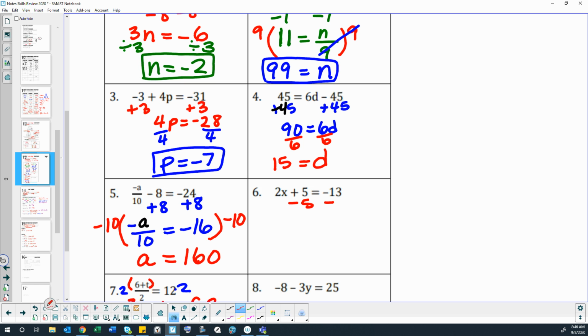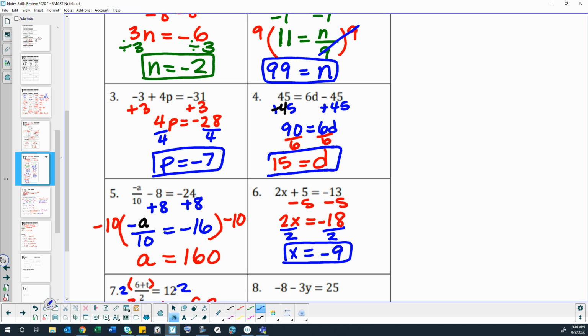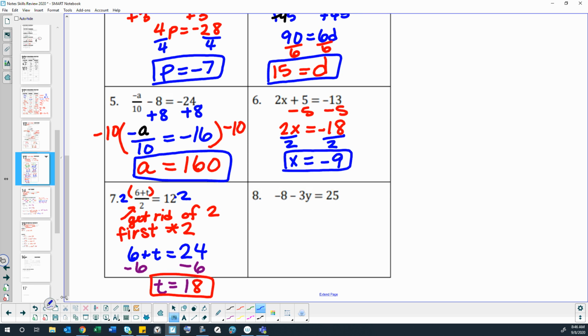Number 6, subtract 5 from each side. That gives us 2x equals negative 18. Divide both sides by 2, x equals negative 9. Okay, and last, number 8. Add 8 to both sides, which gives us negative 3y equals 33. Divide both sides by negative 3. Y will equal negative 11.